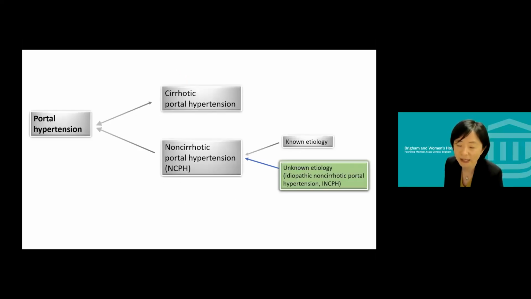He had recanalized umbilical vein. He had varices. He had enlarged spleen. What caused portal hypertension? The most common cause for portal hypertension is cirrhosis, but there are other causes leading to portal hypertension without cirrhosis. Some of these etiologies are very well characterized, but in a small percentage of patients, we don't really know what is causing the portal hypertension. So these would be the so-called idiopathic non-cirrhotic portal hypertension.